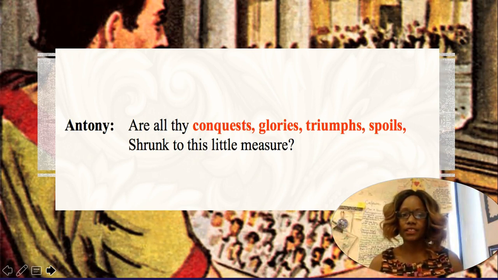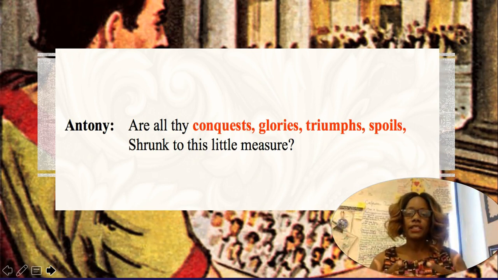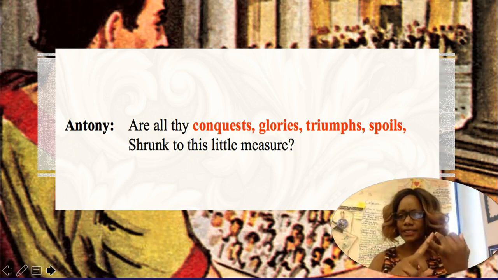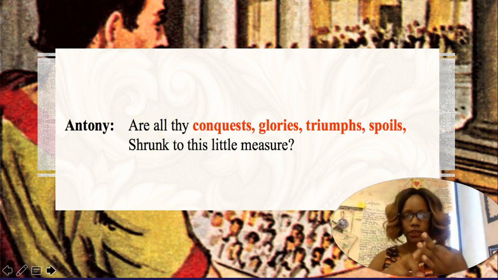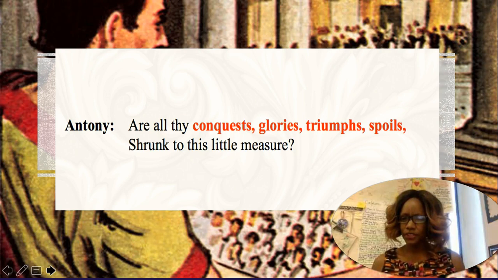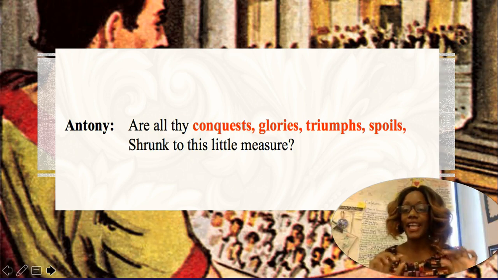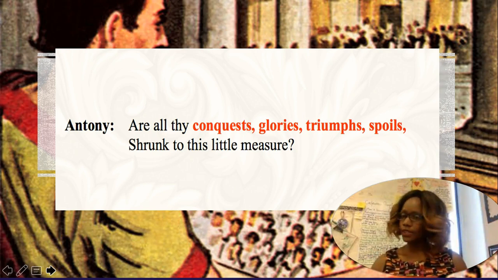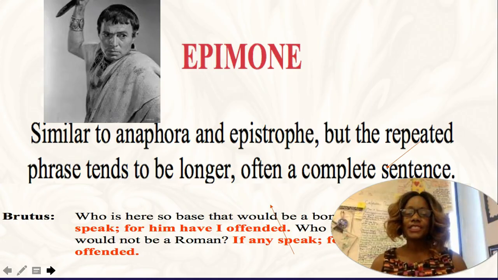Okay, so now let's take a look at it again when Mark Antony is in the midst of his eulogy on behalf of Caesar. He says, "Are all thy conquests, glories, triumphs, spoils shrunk to this little measure?" He didn't say conquests, glories, triumphs, and spoils. He omits it completely. The next one is epimone.